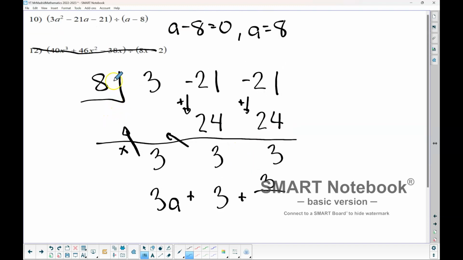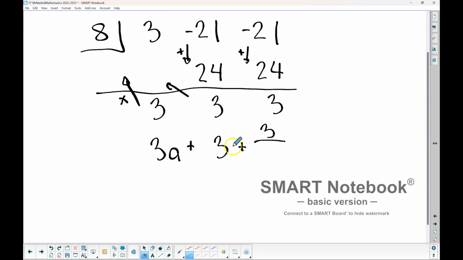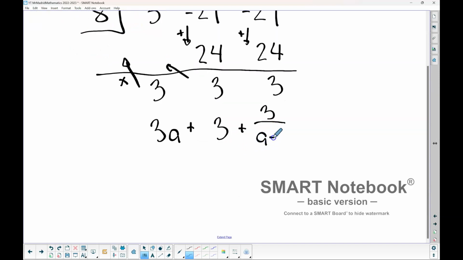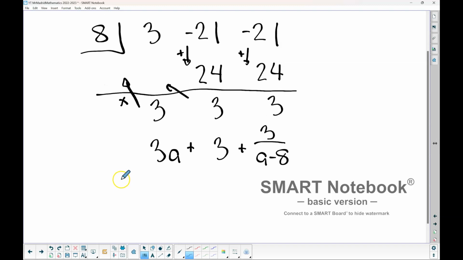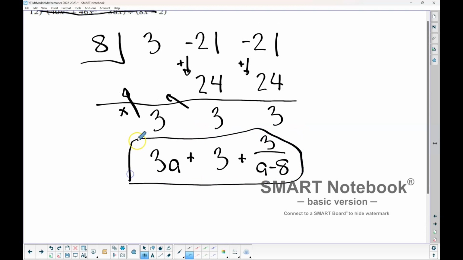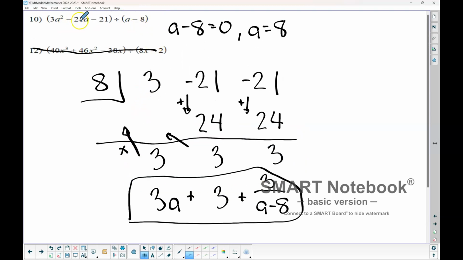Remainder, what I was dividing by, which is this guy, a minus 8. Okay. It might be a little struggle for some of you guys in the beginning. Once you do a couple of them, you'll be fine. Okay. So that's it. This is what you get after you divide this into this. Okay? All right.